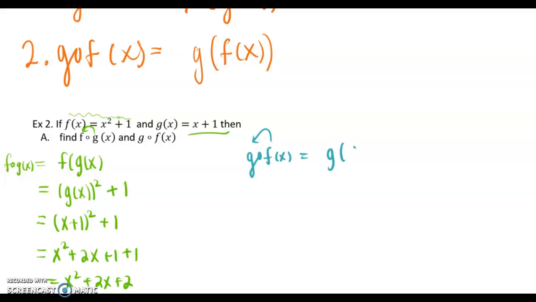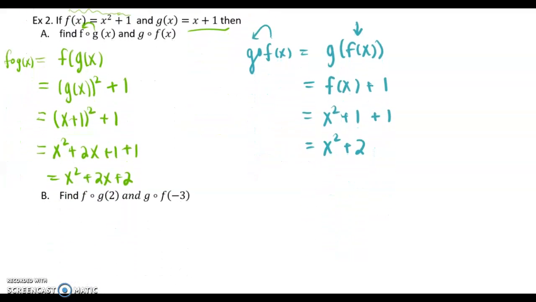All right, so next we're going to do g of f, which is plugging g into f. So g of f of x, so we're going to rewrite g, and wherever we see an x, we're going to write f of x. So f of x plus 1. Well, what is f of x equal to? x squared plus 1, and then bring that plus 1 down. So x squared plus 2. All right, so those would be our two answers for A.